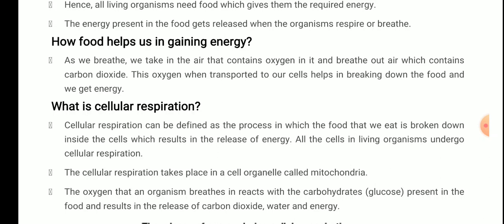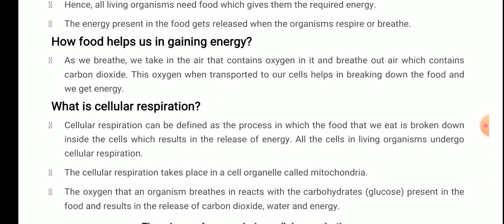For example, the cell is performing digestion, respiration, and excretion. All these processes require energy. So where does that energy come from? It comes from mitochondria. That's why it is known as the powerhouse of the cell.